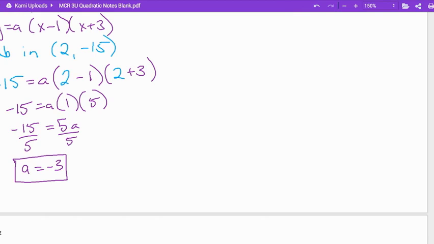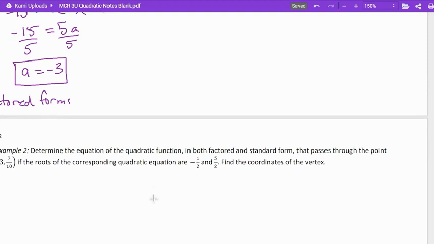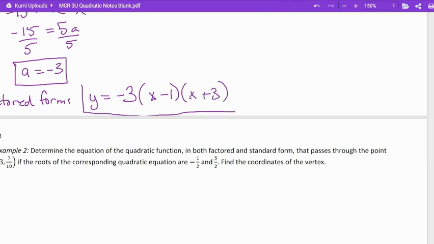I go back to the question. I notice they say, okay, provide the quadratic function in factored form. Okay, so I can do that. Right, so it's important that we know the differences between all these forms. So factored form looks like this. y equals, now we have the a, -3(x minus 1)(x plus 3). Right, this is what we called factored form.